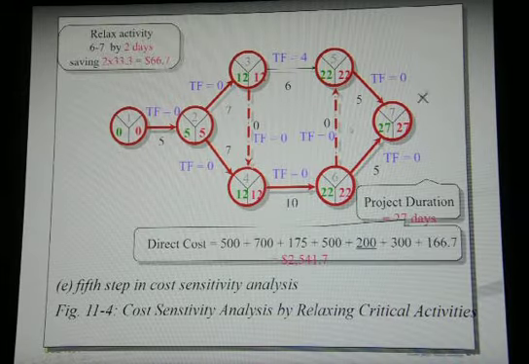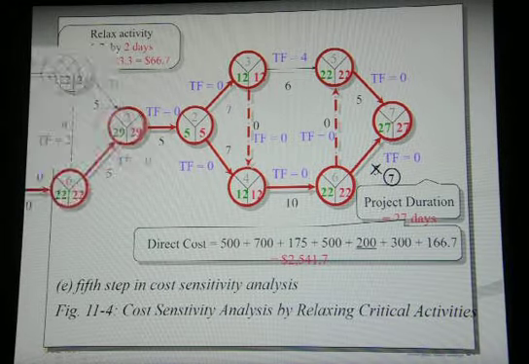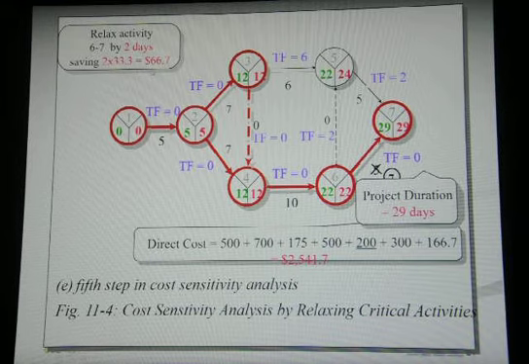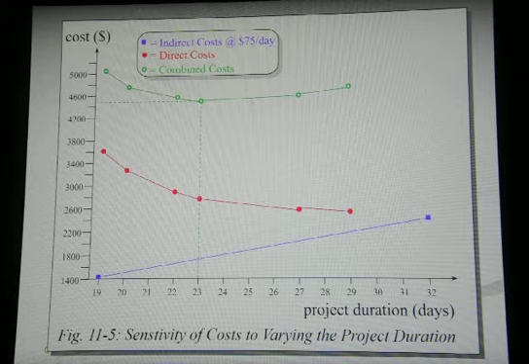And here we are going to relax activities 6 to 7 by 2 more days, so that would put us at 29, and the savings are 2 times $33.3 per day, 66.7, so 25.41 minus 66.7 is our cost for 29 days. This is still going down, but when we add them, the combined, you see it's above. So what we are interested in doing here is finding the lowest value on this combined cost.